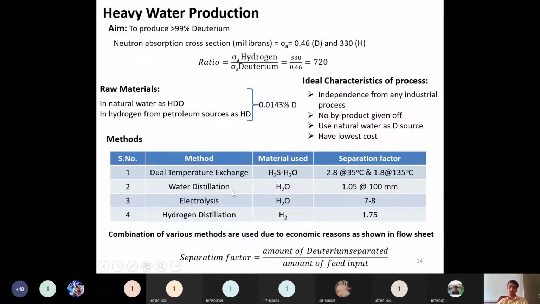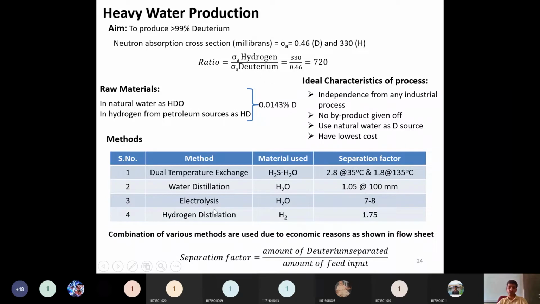And the next process is electrolysis of water. Here water will be used and its separation factor alpha will be around 7 to 8. So if you can see here, the separation factor is by far the highest for electrolysis, whereas the other processes have 2.8, 1.8, 1.05.